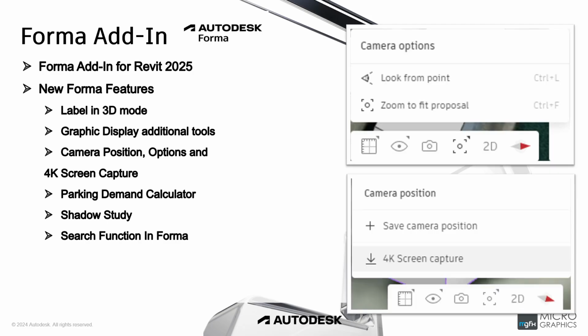Then we have the new camera position and the camera options, and even the 4K screen capture for much higher resolution for a snipping image of your pre-conceptual design placed in Forma. Enhanced camera positioning options and the ability to capture high-resolution images in 4K are significant upgrades in Revit 2025. Users can now position cameras with greater precision, adjusting viewing angles, and capture detailed and high-quality images of their models. This feature is invaluable for creating stunning visual presentations, marketing materials, and detailed documentation.